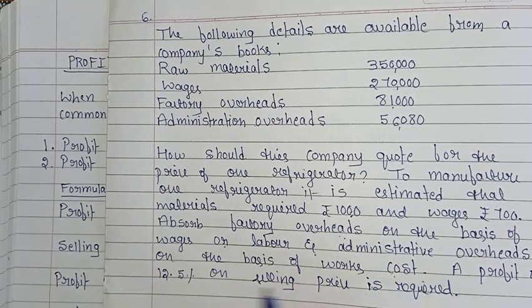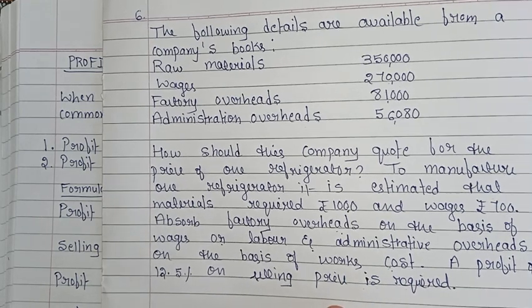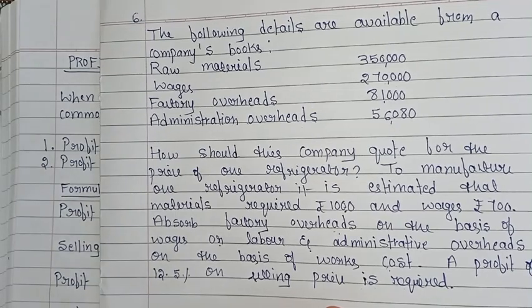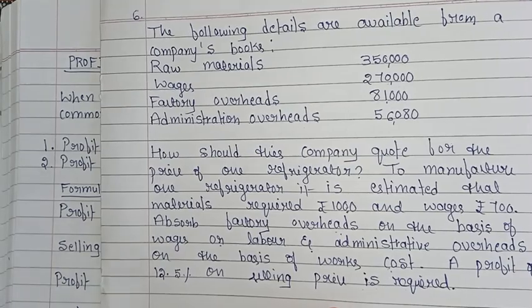Clear? A profit of 12.5% on selling price is required. Here we need to calculate the profit on selling price. In my previous classes, I explained how to calculate the profit on the basis of selling price. If you don't know, please watch that class. I will provide the link in the description box.